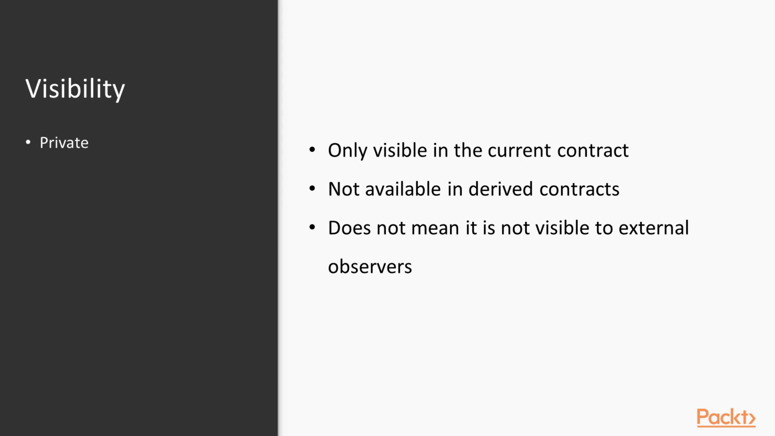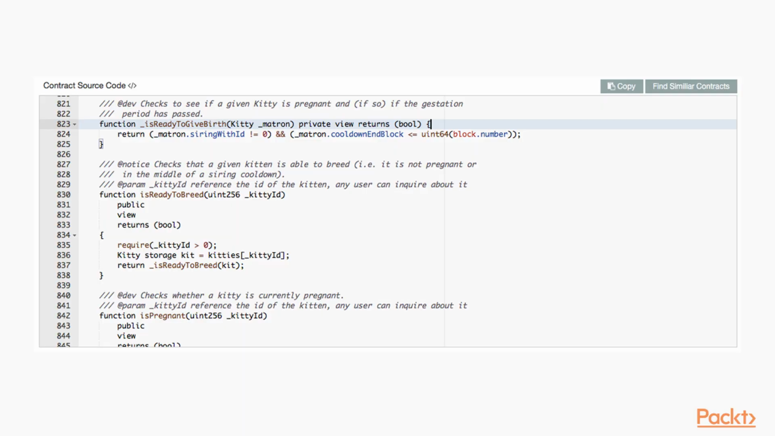Everything on the Ethereum blockchain is publicly viewable. To drive that point home, using a tool like Etherscan, I can view the source code for a popular dApp like CryptoKitties and see all the source code, including the private functions and variables.